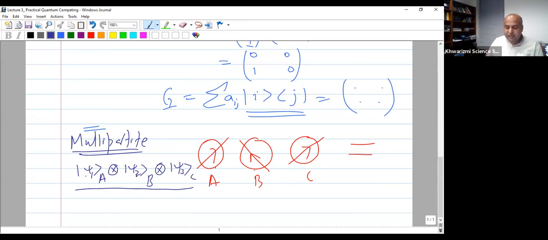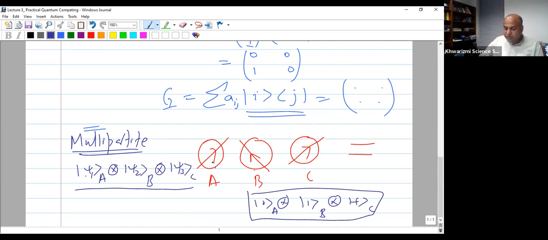So in general, this psi 1, psi 2, psi 3 could be different. For example, if I write something like this, so this tells me that this qubit A is in zero state, that it is in this ground state. This qubit B is in the excited state, and this qubit C is in some superposition state of one and two, because it's a plus state.